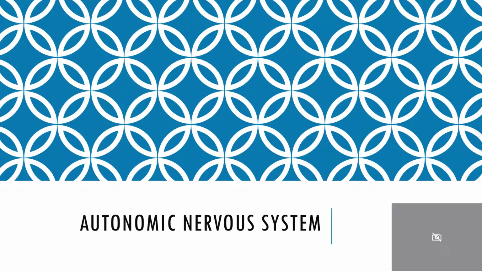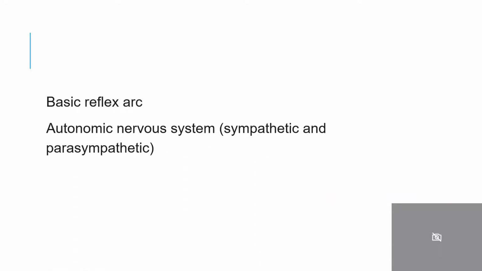The autonomic nervous system. We class it as a basic reflex arc. Within the autonomic nervous system, we have the sympathetic and parasympathetic systems.